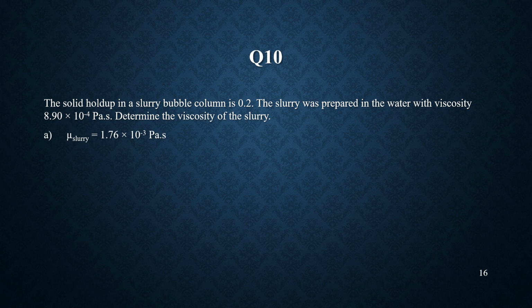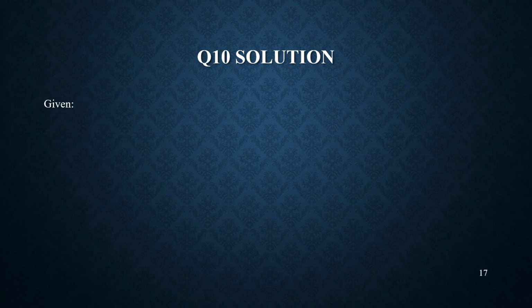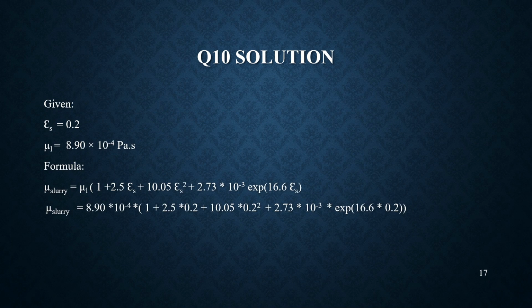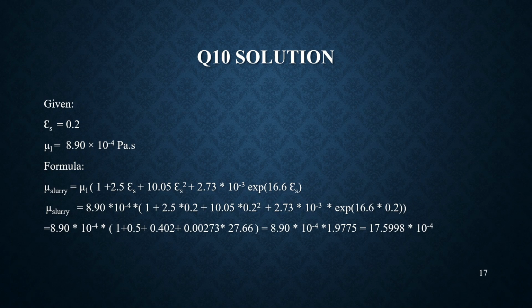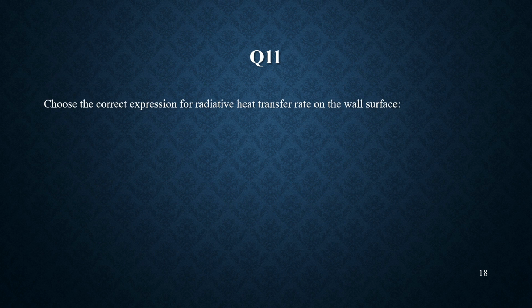And question 10 is calculating the slurry viscosity, where we are given the liquid viscosity and the solids hold up in a bubble column. So we have used this particular formula where slurry viscosity is equal to the liquid viscosity into 1 plus 2.5 epsilon s plus 10.05 epsilon s square plus 2.73 into 10 power minus 3 exponential of 16.6 epsilon s. So substitution gives the proper answer.